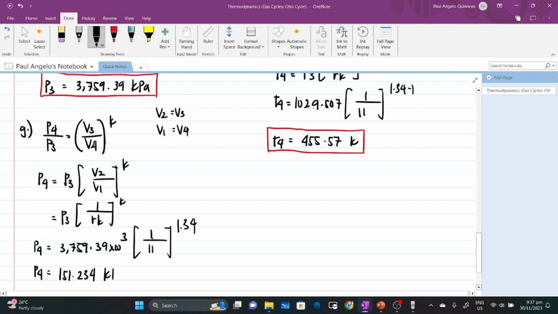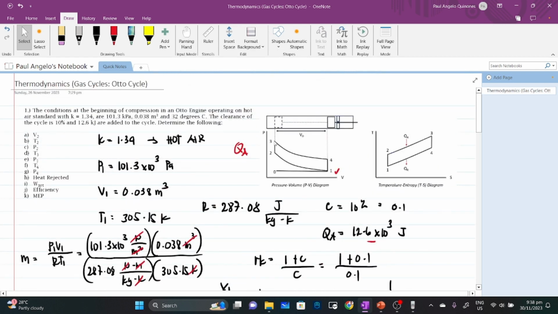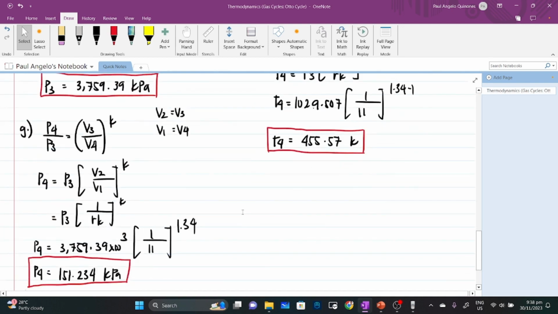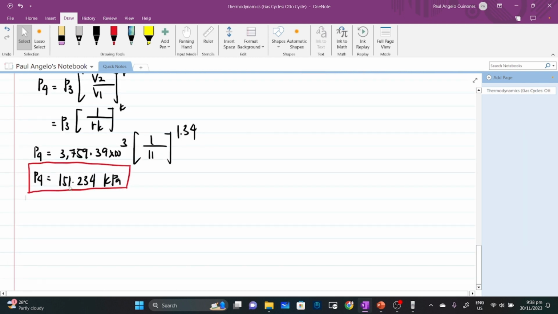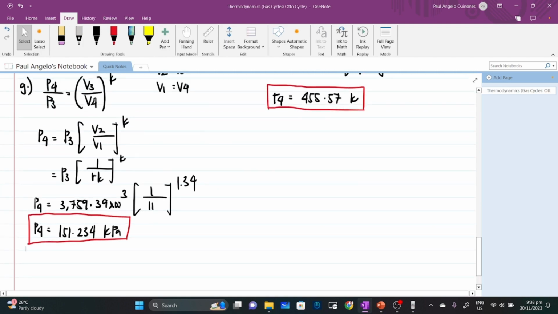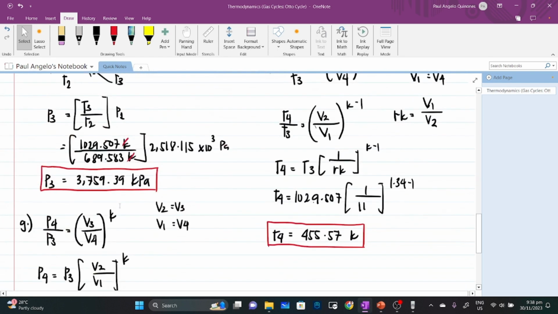So that is kilopascal. Okay? As you can see here, based on our PV diagram, from point 3 or pressure 3 to pressure 4, it drastically decreases. Therefore, it satisfies the condition. From 3,759 kilopascal, it decreases to 151.234 kilopascal. Okay? So now we have pressure, volume, temperature of all the corners of the cycle.